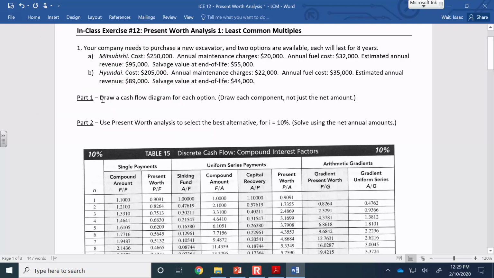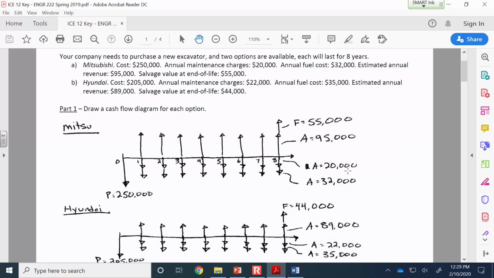Okay, on the first problem, we're comparing Mitsubishi and Hyundai, and the handout asks you to draw the full cash flow diagram, not the net amount. And so I've put on the whiteboard just the net amount. So let me show you the full cash flow diagram. We have our initial purchase price of $250 for the Mitsubishi versus $205 for the Hyundai. And then an annual revenue amount of $95,000 for the Mitsubishi versus $89,000 for the Hyundai.